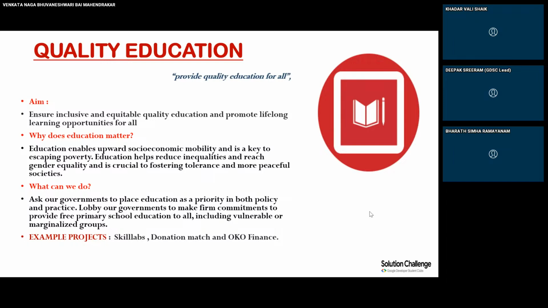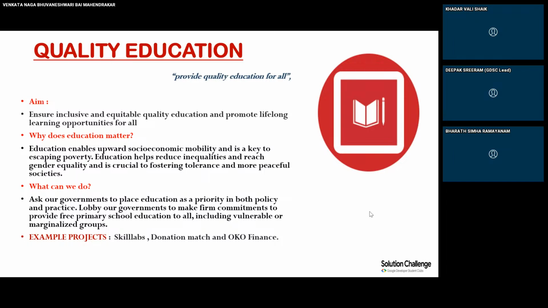So we all know why education matters. Education is respect. Simply, we can say that education enables upward socio-economic mobility and is a key to escaping poverty. As we discussed the first sustainable goal, which is no poverty, if you study well and have a good education, then you will not have poverty in the future. So for that reason we need to study. Education is the main thing for escaping poverty, and it is mentioned in the slide. For this we can ask our governments to place education as a priority in both practice and policy.